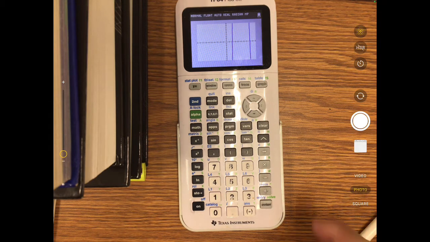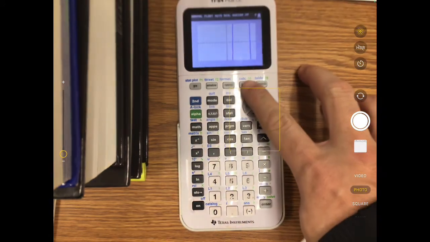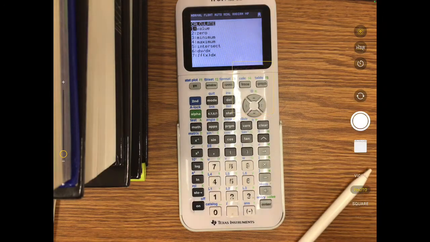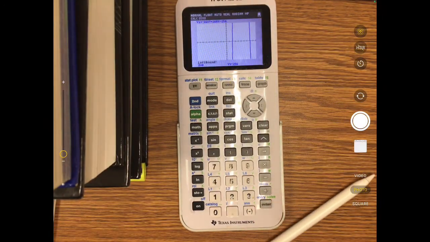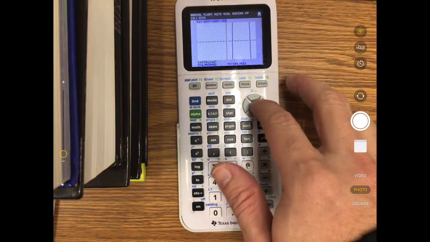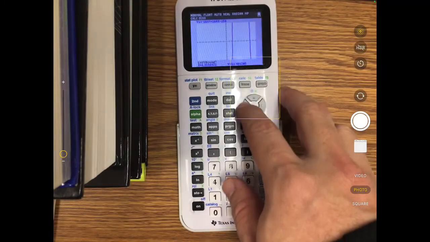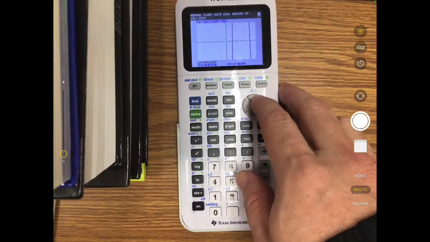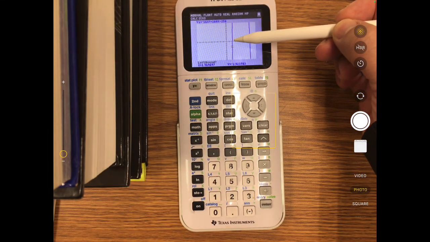And then we're going to find our 0. So a little bit of practice here again. What we can do is hit second, trace, which is calculate. So we're going to try to calculate the 0. And then we have to set up our boundaries. So we're going to move our cursor until we see it. What we're trying to do is find this intercept here.